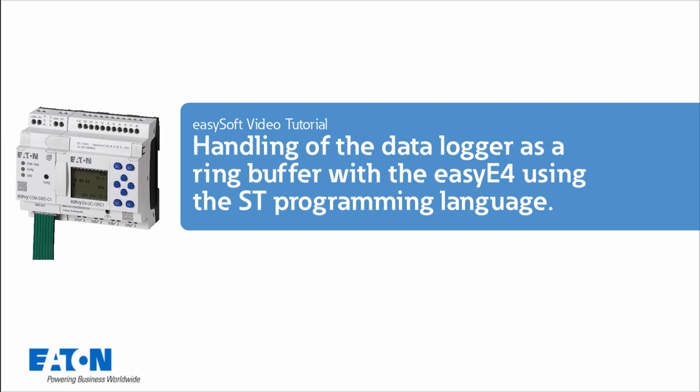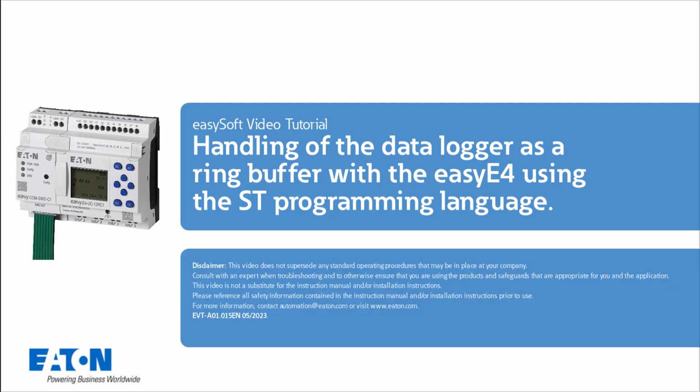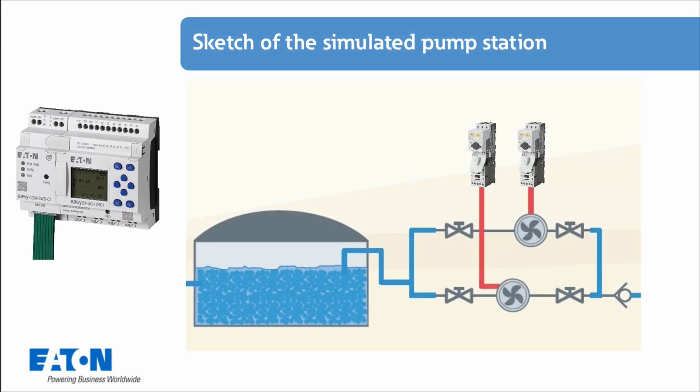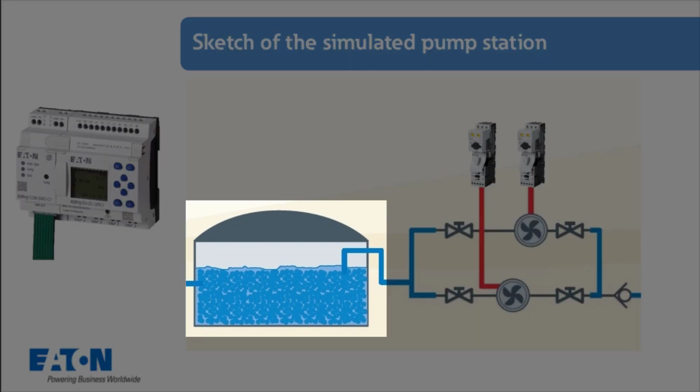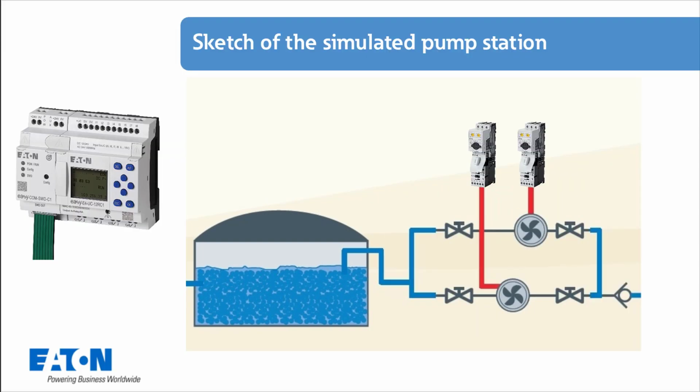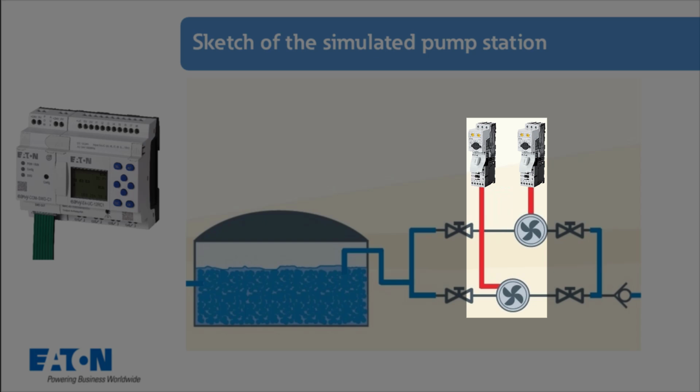Welcome to the tutorial Handling of the data logger as a ring buffer with the easyE4 using the ST programming language. In this example, a pump station with two pumps is simulated. The data logging is to record the level of the water tank, the status of the two pumps and the water pressure.